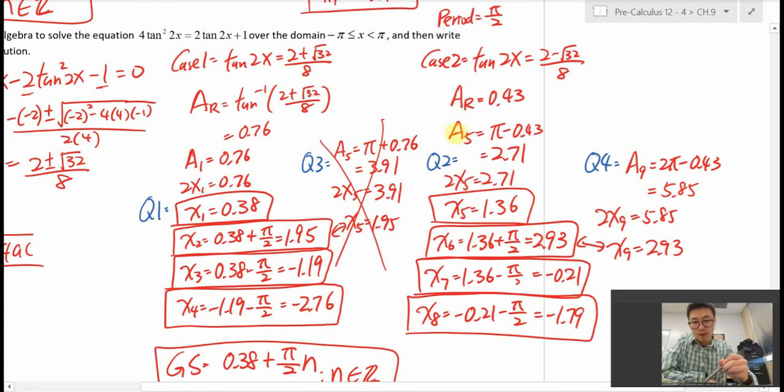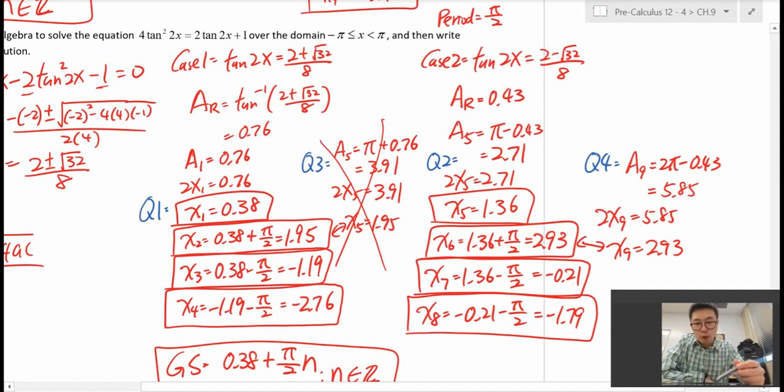Because we can find A5 because it's in quadrant 2. So A5 would be pi minus 0.43, and that's 2.71. That means 2x5 is 2.71, divided by 2 to get x5 as 1.36. Same thing, once you get your first answer, you just either add pi over 2 or minus pi over 2 because that's your period to get the following answers.